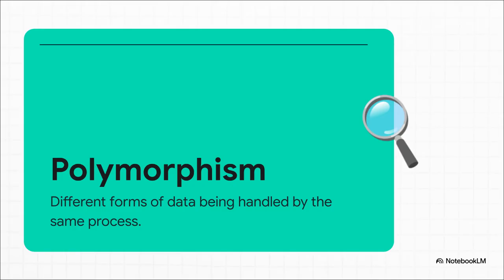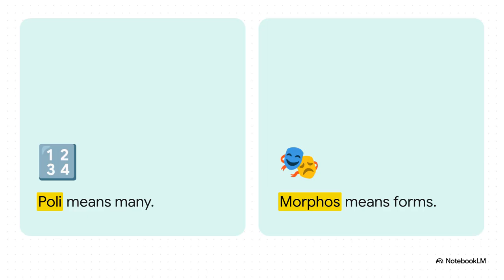Polymorphism is a big word, but it basically just means different forms of data being handled by the exact same type of process. Really, it's the ability of different objects to respond to the same process or function call, but doing it in their own entirely unique way. The crucial thing to remember here is actually in the Greek roots, which I know your professor explicitly highlights. Poly means many, and morphos means forms, so many forms. This gives our code incredible flexibility because a single function name can take on many different forms depending on the specific data it's interacting with.